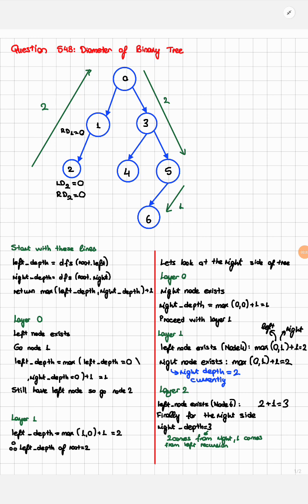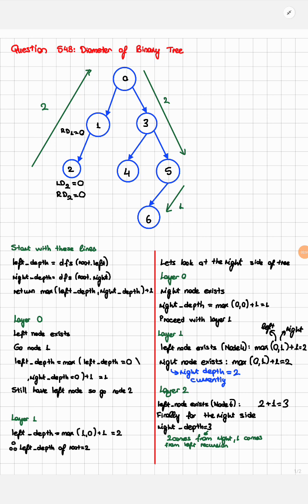When the algorithm goes to node 4, there are no nodes left to go afterwards. On the other hand, when the algorithm goes to node 5, there is still one more node to go, which is node 6. When the algorithm goes to node 6, right depth becomes 2 plus 1, which is equal to 3. This is a way to use the DFS algorithm.